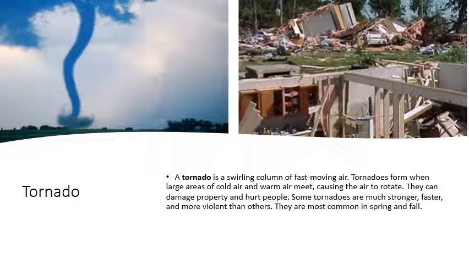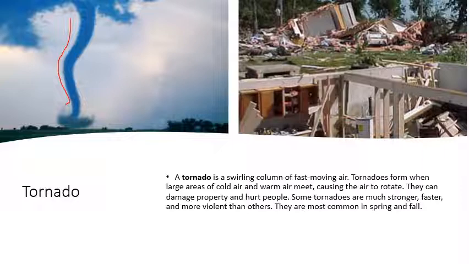Tornadoes. A tornado is a swirling column. Look at this. We call this a column, a swirling column of fast moving air. So again, we have the speed of air, the speed of the wind. It's fast moving, but it's swirling this time.